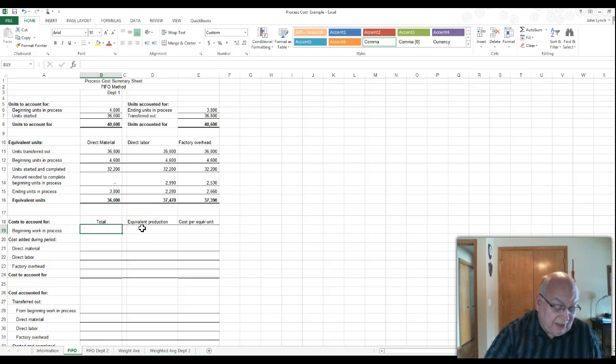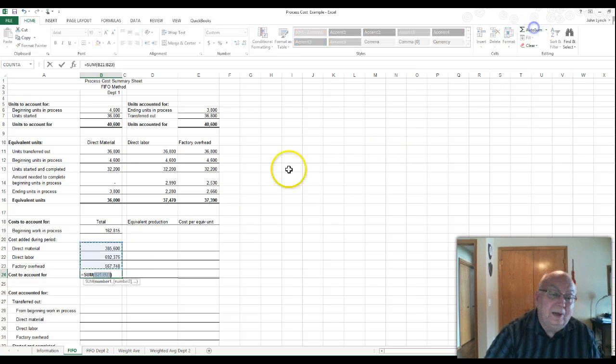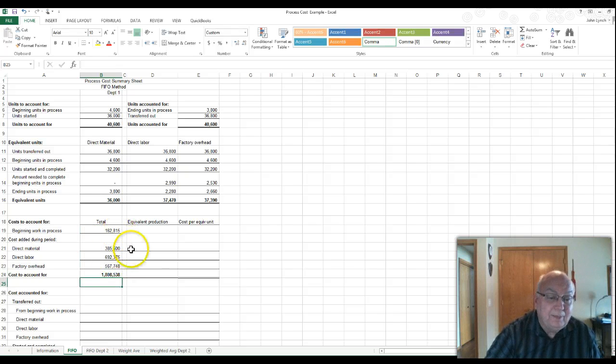Okay, now for beginning work in process, this is given: 162,815, and if you notice on the worksheet I added it up for you, but it doesn't have to be. You add up direct materials, direct labor, and factory overhead from the beginning. And these numbers here are given: 375, 567, and 748. Those are given, and we can just go ahead and add those up. Now here's another error. Make sure you add the very top number there.